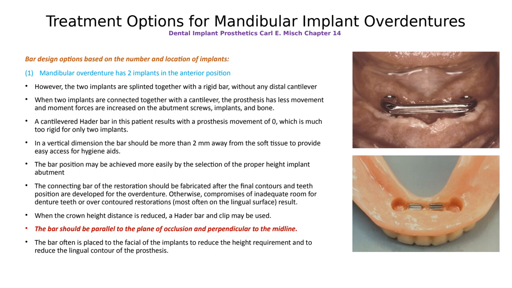The bar should be parallel to the plane of occlusion and perpendicular to the midline. Also, the bar is often placed to the facial of the implants to reduce the height requirement and to reduce the lingual contour of the prosthesis. Especially on the mandibular, we want the lingual contour of the denture to be kept to a minimum because that interferes with the tongue movement.